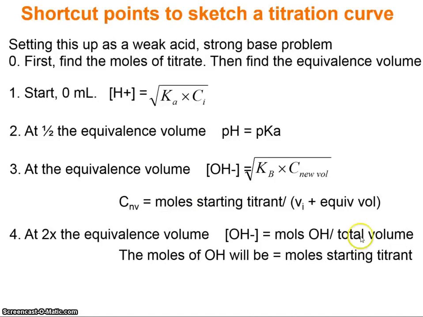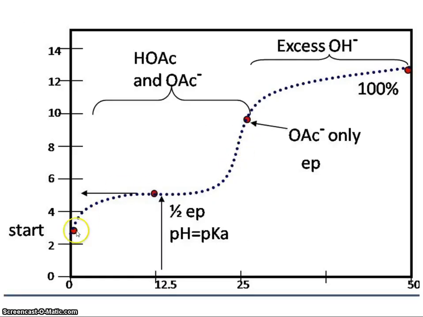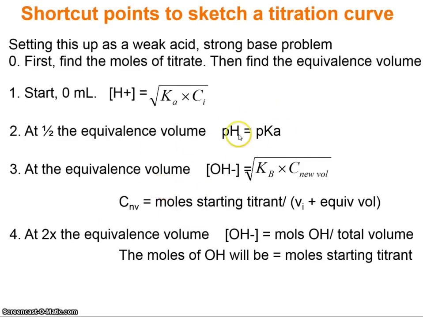So to summarize, I've got this set up as a weak acid strong base problem. At 0 milliliters, H plus is going to be the square root of Ka times the initial concentration. At half the equivalence, pH is going to be equal to pKa. I could use Henderson-Hasselbalch all the way through the flat part, but why? Just do it at the halfway point. I could do an ice table all the way along here, but why? Do it the easy way.